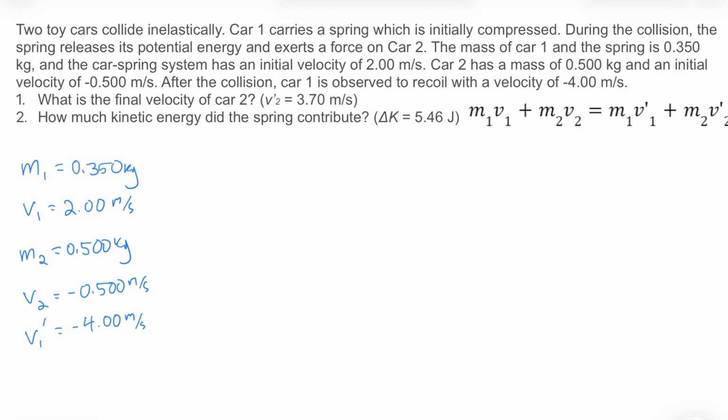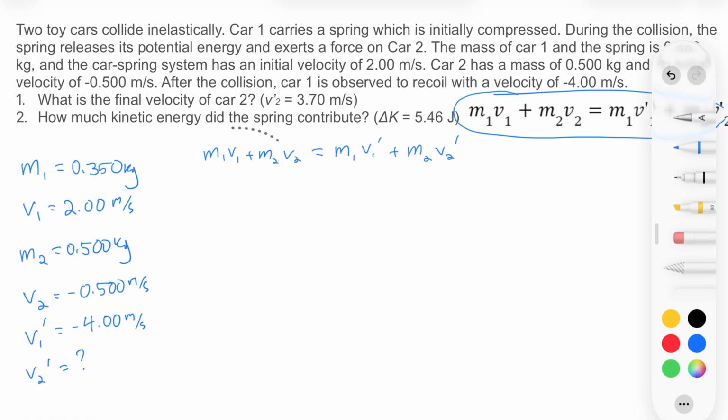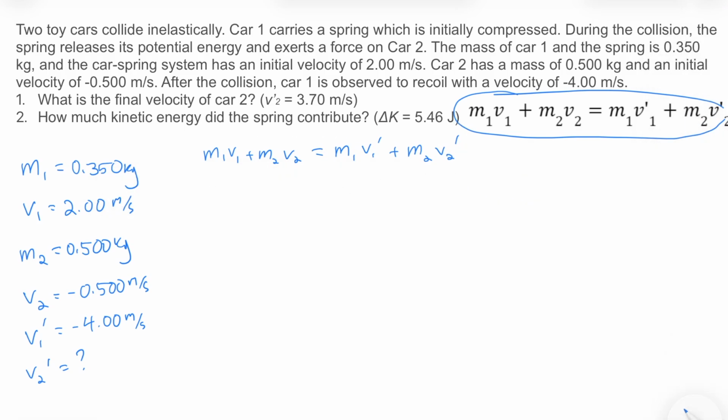So first of all, we want to find the final velocity of car 2. So that'll be v2 prime. And we can use this equation to figure that out, our conservation of momentum equation. So if we take m1 v1 plus m2 v2, that should equal the mass of object 1 times its final velocity plus the mass of object 2 times the final velocity of object 2. So the sum of our momenta in the beginning should equal the sum of our momenta at the end.